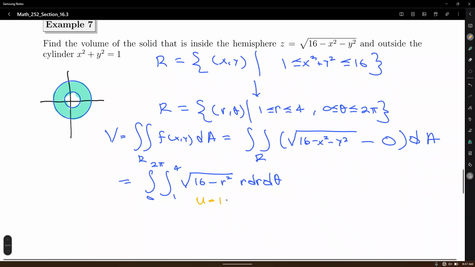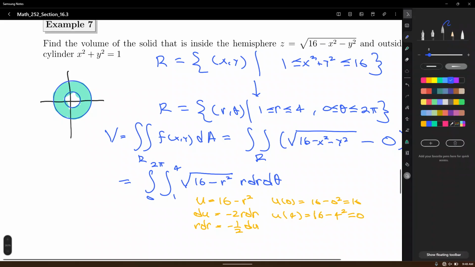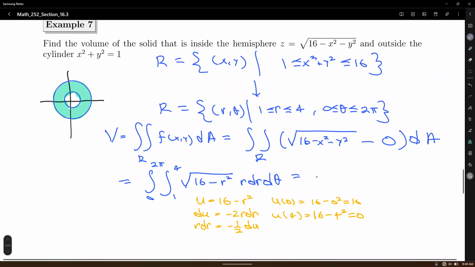That is u equals 16 minus r squared, du equals negative 2r dr, so r dr equals negative 1/2 du. Again, change the limits. u of 0 equals 16 minus 0 squared, which is 16, and u of 4 is 16 minus 4 squared, which is 0. I know this integral is going to look weird, but we have worked with these integrals a good number of times.